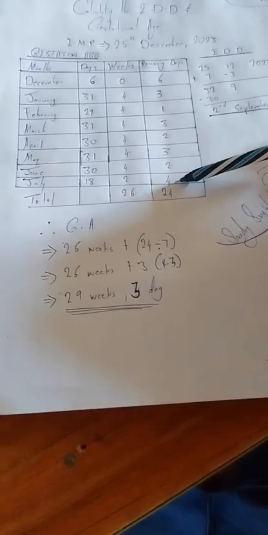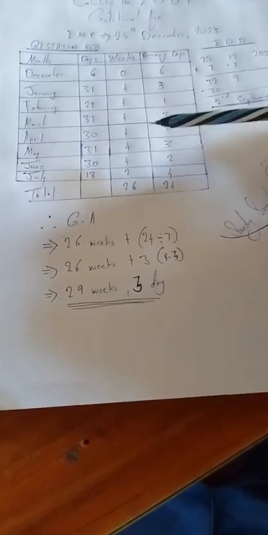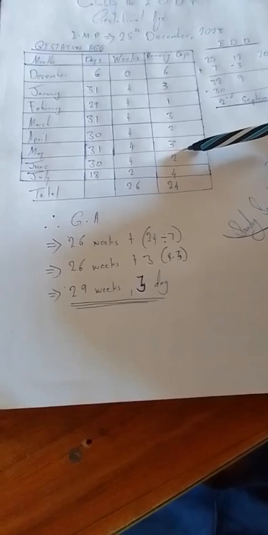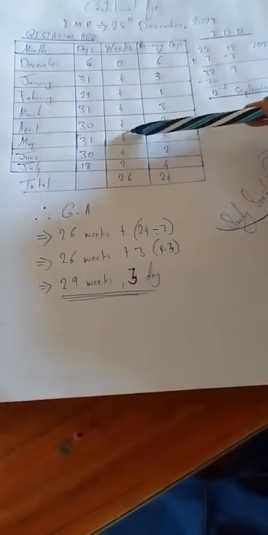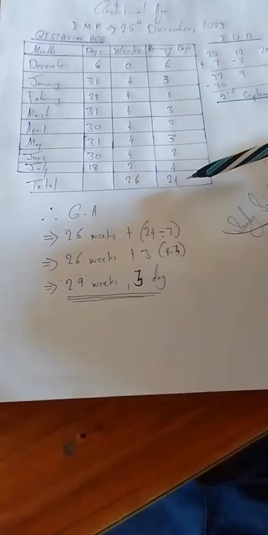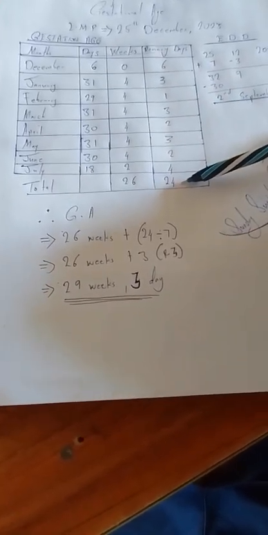Then after that, we have to find the total weeks and the total remaining days. So if we add all these weeks, we're going to get 26. If we add all these days here, we're going to find 24.